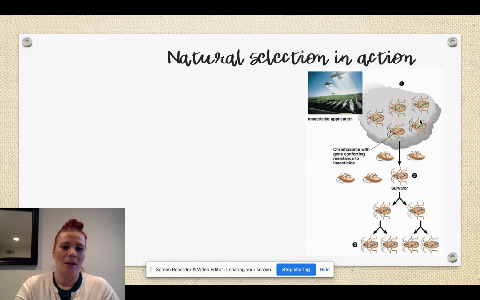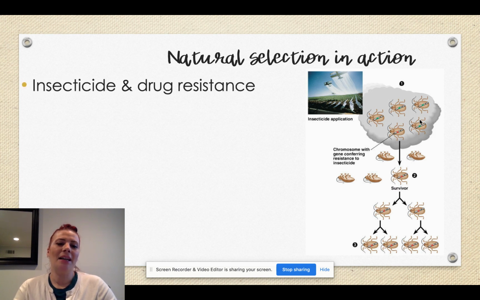Okay. Another example of natural selection in action is this idea of insecticides and drug resistance. Basically, the more we expose certain insects or bugs to pesticides, a couple of them might live, right? Things are only 99% effective, let's say. Let's say that's the best we have. We still have 1% of the population that will live.